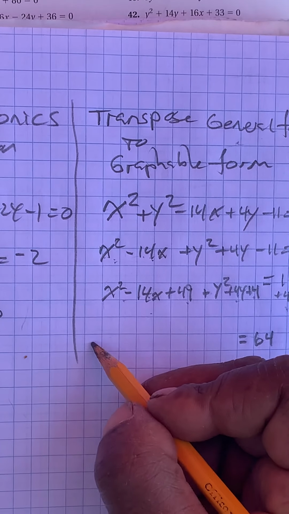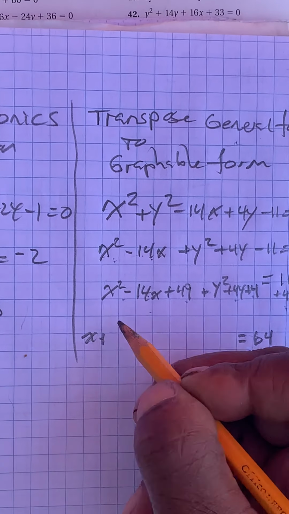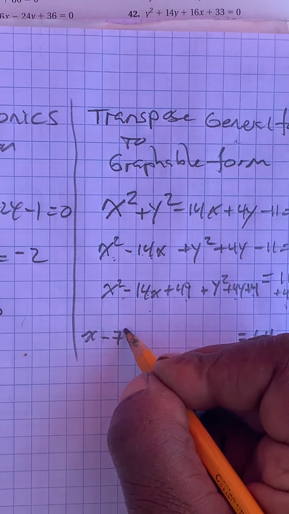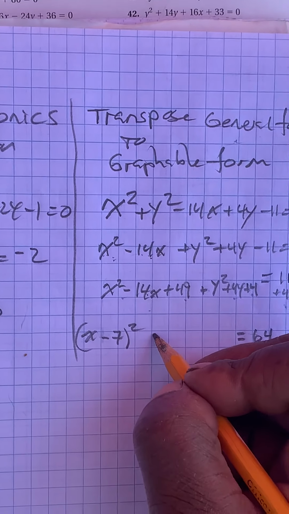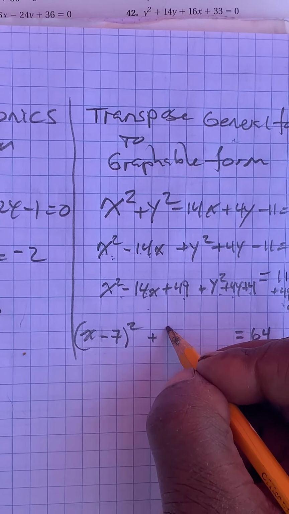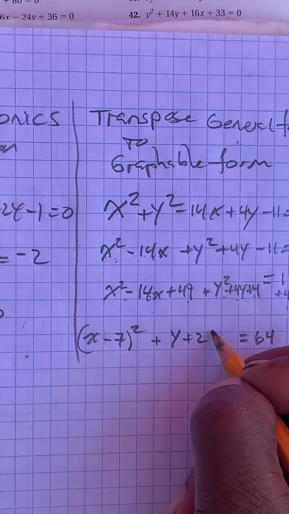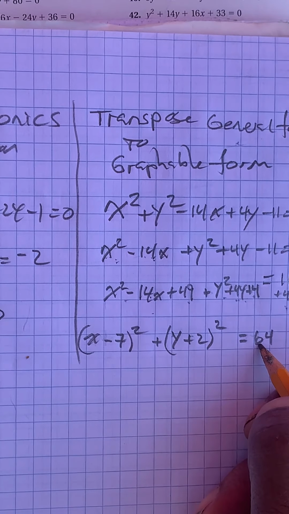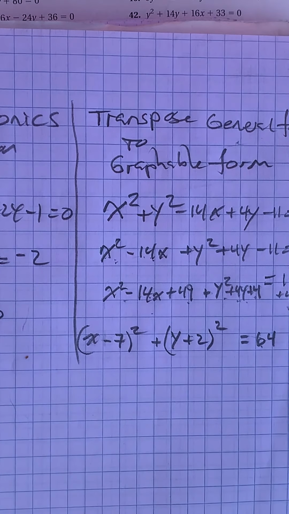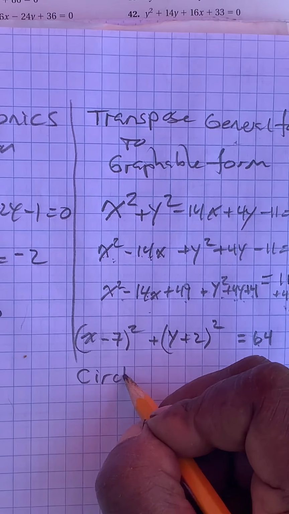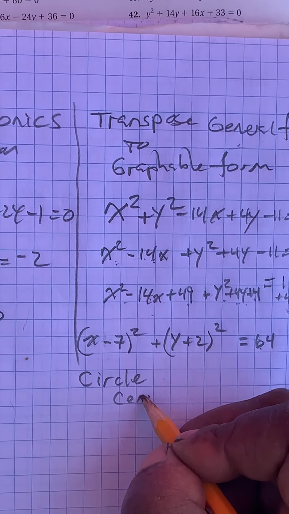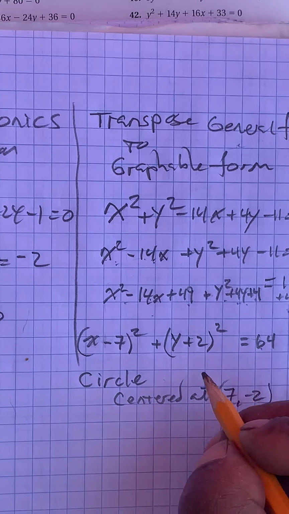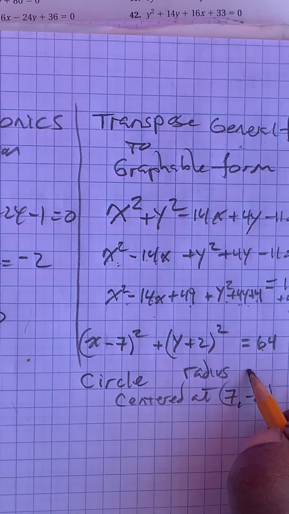And now we can rewrite this as a perfect square. X, excuse me, that's got to be a minus, negative 14, so it's x minus 7 squared plus y plus 2 squared, because half of 4 is 2 and 2 squared is 4, equals 64. And what kind of equation is that? That is a circle centered at 7, negative 2, with a radius of 8.